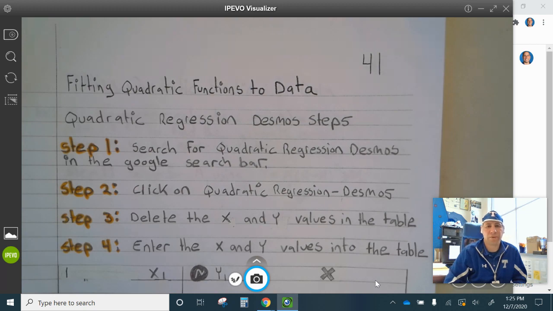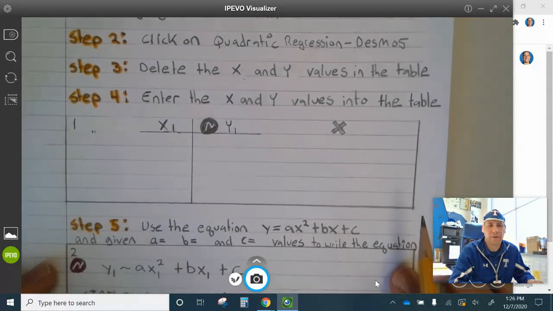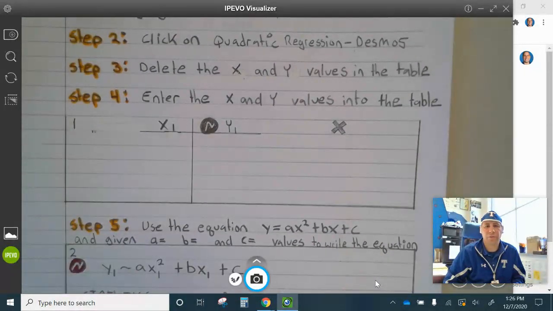Quadratic regression Desmos steps. Step 1, search for the quadratic regression Desmos in the Google search bar. Step 2, click on the quadratic regression Desmos. Step 3, delete the x and y values in the table. Step 4, enter the x and y values into the table.